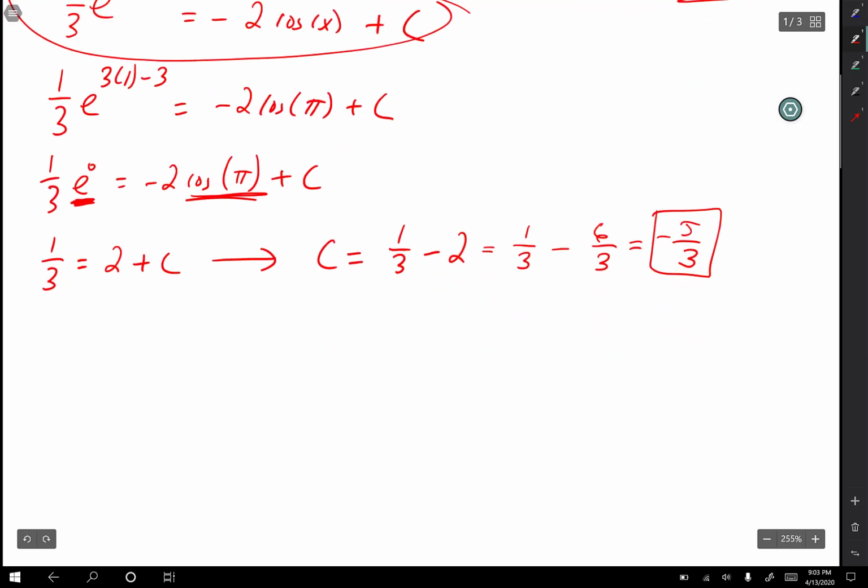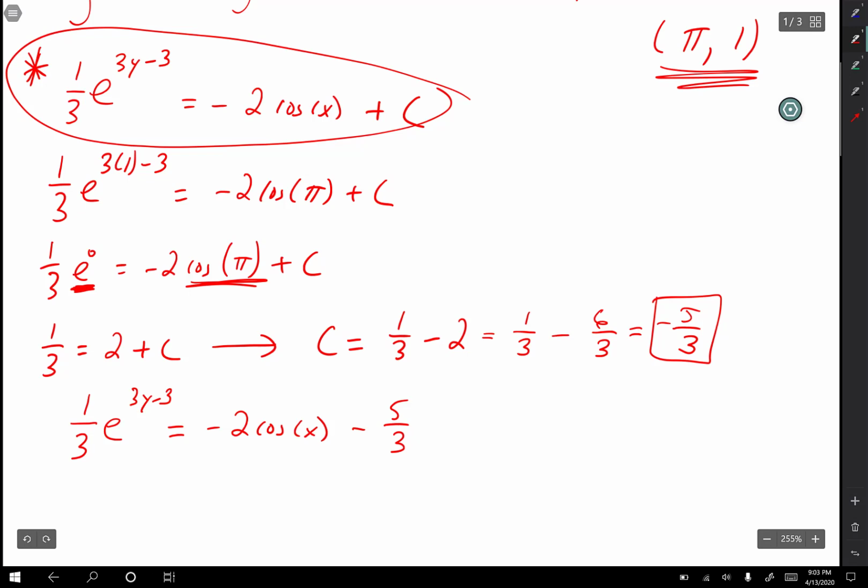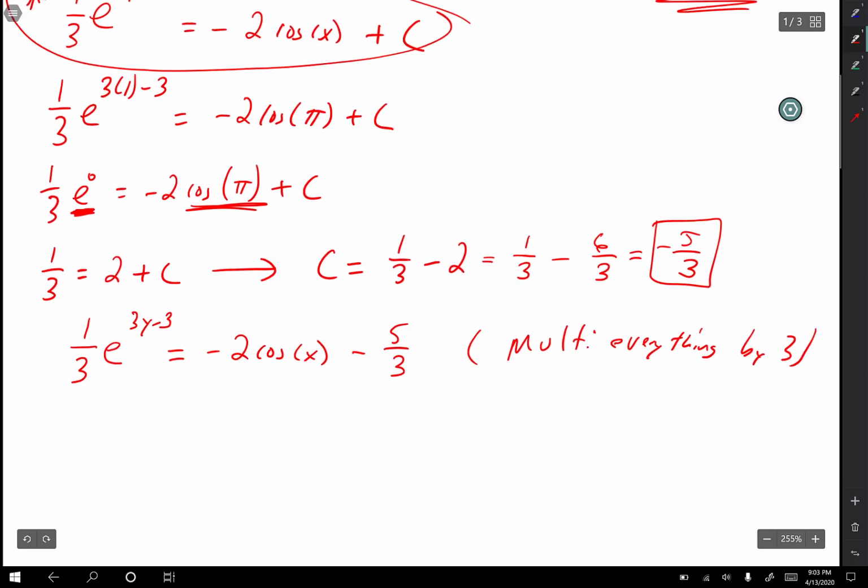And so here we go. I got plenty of space. So I'm going to write 1/3 e to the 3y minus 3 equals negative 2 cosine x minus 5 over 3. What I want to do now is solve for y, but I can't solve for y with this 1/3 there. So multiply everything by 3. When I do that, times 3, times 3, times 3, you're going to have e to the 3y minus 3 equals negative 6 cosine x minus 5, because 5/3 times 3 is just 5, guys.